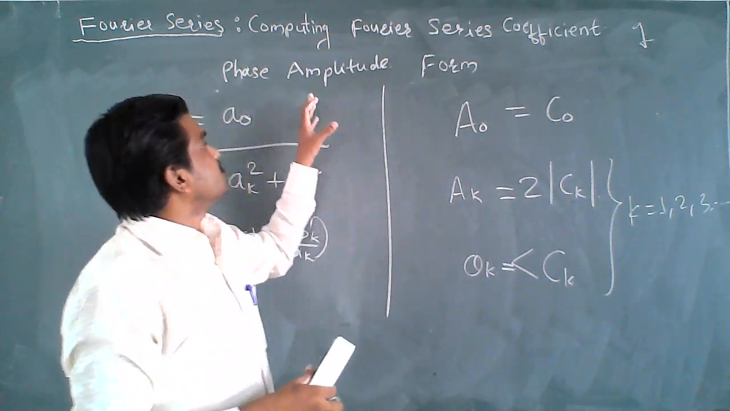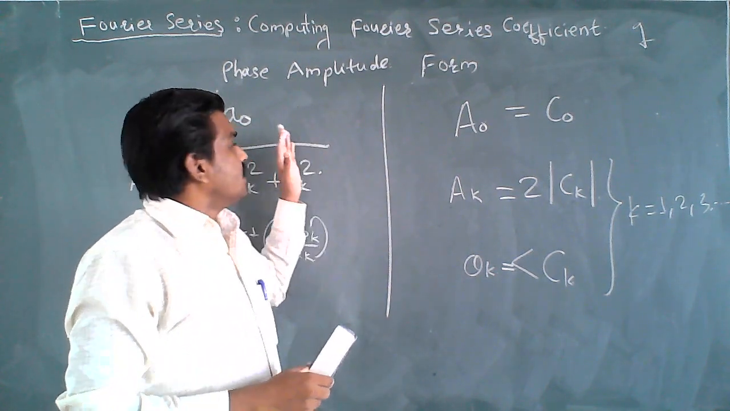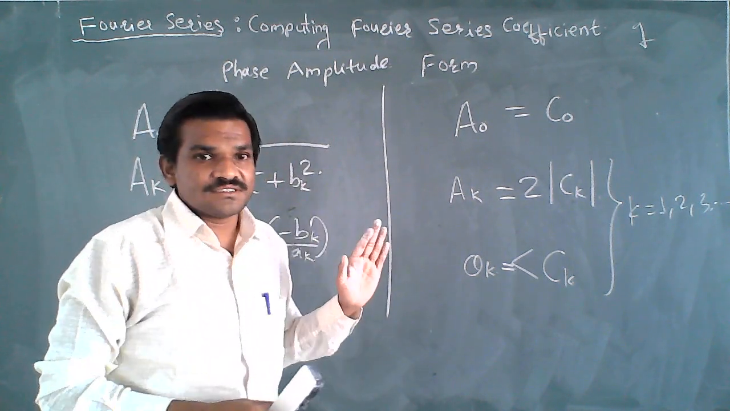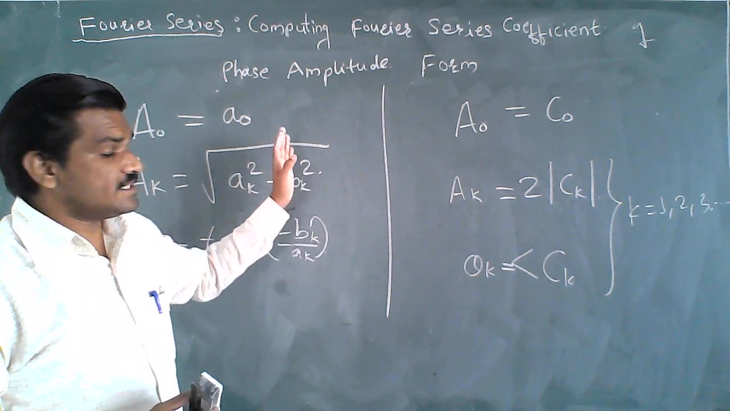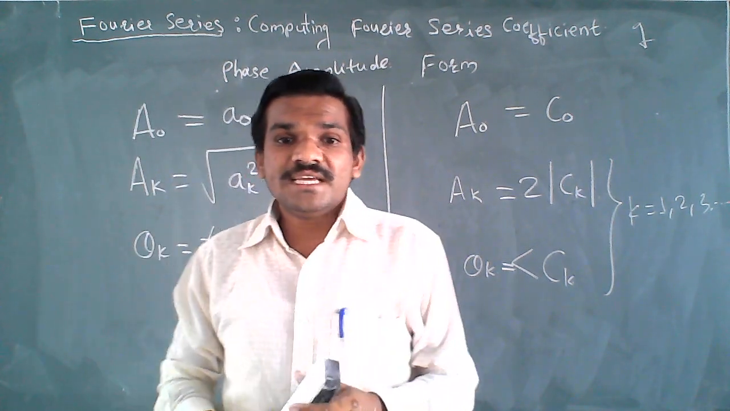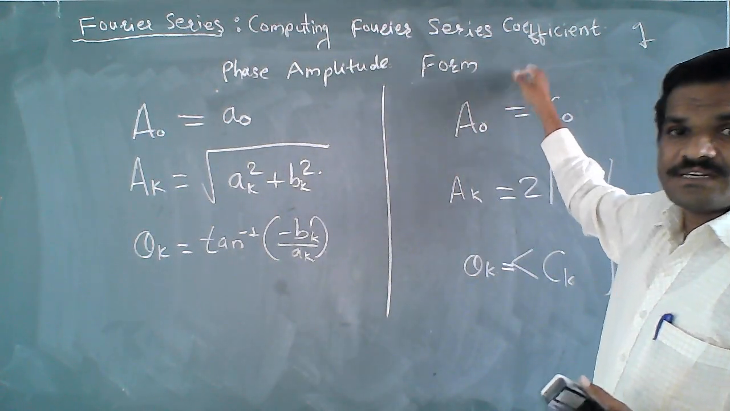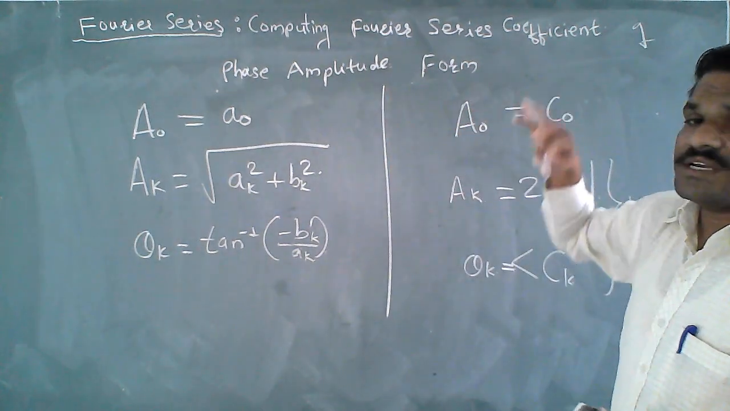So from these three forms you can understand that you can convert any form into any other form using these equations. Okay, and I tend to use only the ck, that means the exponential form, and then from the exponential form I will convert it to the other two forms. Okay, fine.